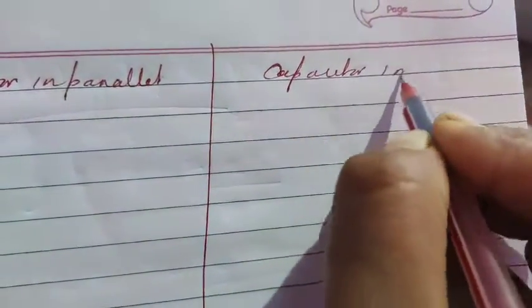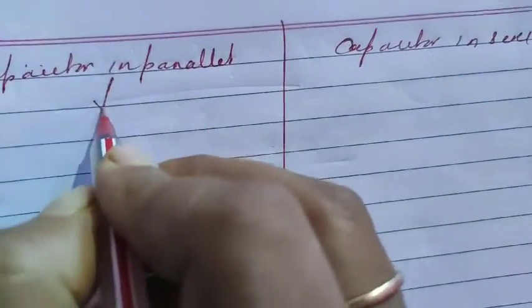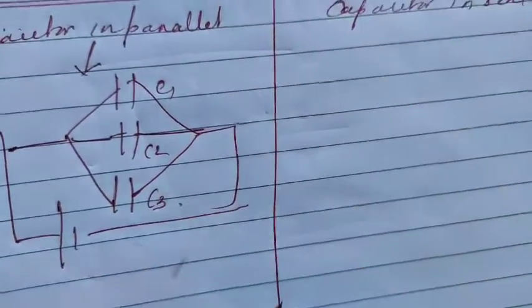I will write capacitors in parallel on one side and capacitors in series on the other side. So it is completely opposite to the resistor. Suppose capacitors are in parallel. I will take one capacitor, this one, this one, and this one. You take it like this, and consider an electric potential, positive and negative. Take this as C1, this is C2 and this is C3.